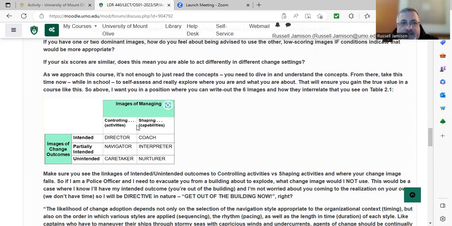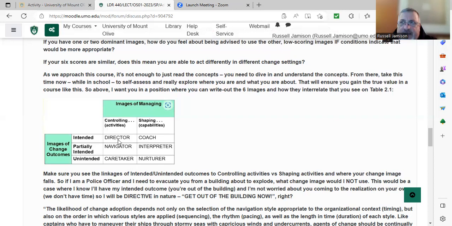On the controlling side, it's more hands-on, if you will. We're going to find out more about these later on in your reading. Shaping puts us up in the upper level, which means more strategic change. And on our y-axis, on our vertical, we have images of change outcomes. Your text tells you there are intended outcomes, there are unintended outcomes, and there are some that are partially intended. In other words, we may have achieved some of what we intended, but we also had some unintended issues, which is probably more realistic in most changes at a higher level if you think about it.